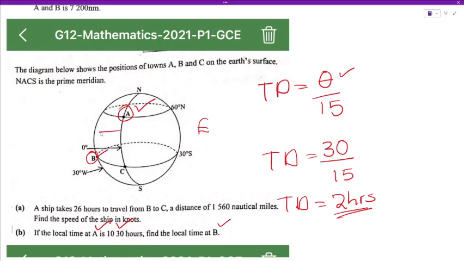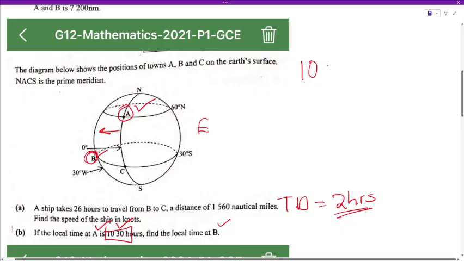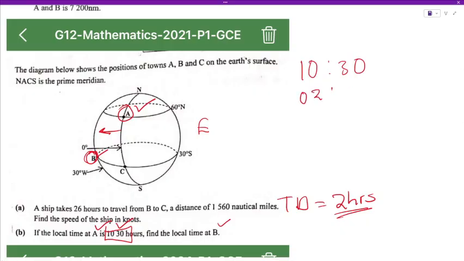So I need to go back. Okay. So since we're going back, what do you do? You subtract. So you get that time difference, subtract it from 10:30. That will give you the time at what? At B. So I'm now going to say 10:30. We now go back to grade 7 again. 10:30 minus 2 hours. So we're going to say 02 hours.